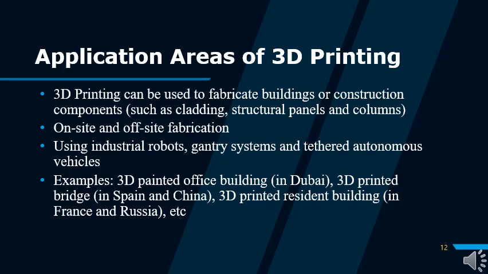3D printing can be used to fabricate buildings or construction components, such as cladding, structural panels, and columns. It can be carried out as on-site or off-site fabrication by using industrial robots or gantry systems. In the following slides, I will talk about two examples of 3D printed construction.